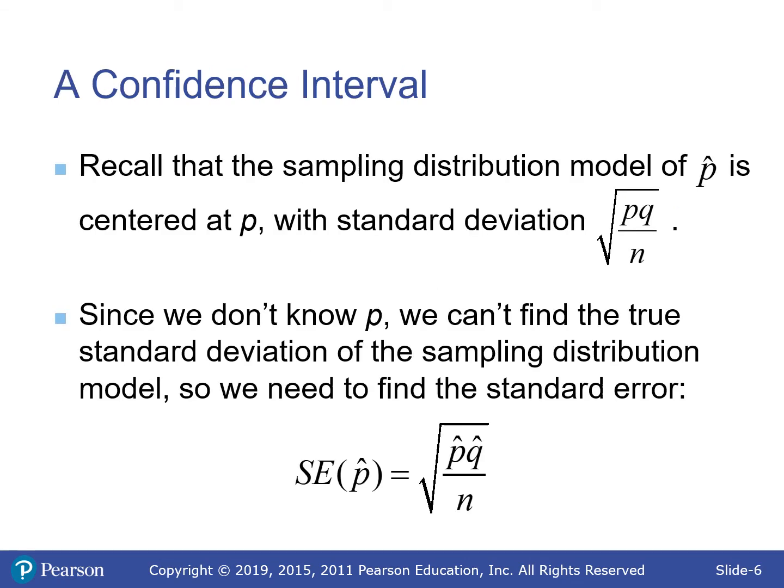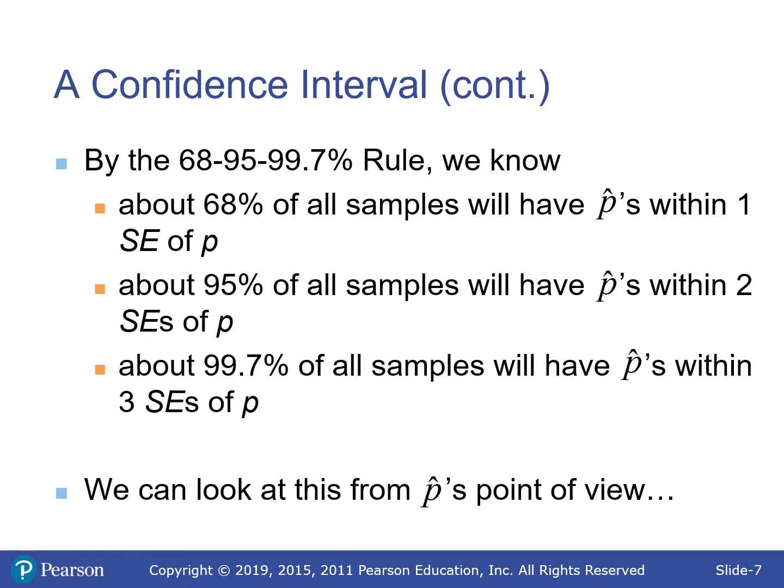So a confidence interval. We have our sampling distributions. We have p hat, which should be centered at p with the standard deviation, but we don't know p, so we use the standard error, which is what we just talked about. By the 68, 95, 99.7 rule, we know that 68% of our samples should be within one standard error or standard deviation of that probability. 95% of our samples will have their proportion, their mean basically, within two standard errors or two standard deviations of that population proportion, and the 99.7% will be within three standard errors of the proportion.